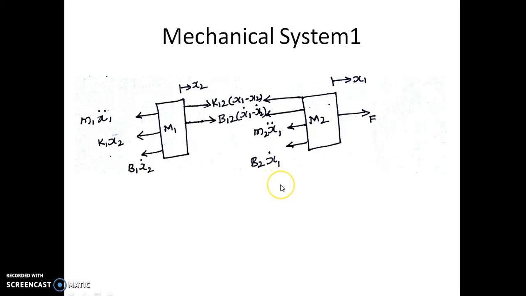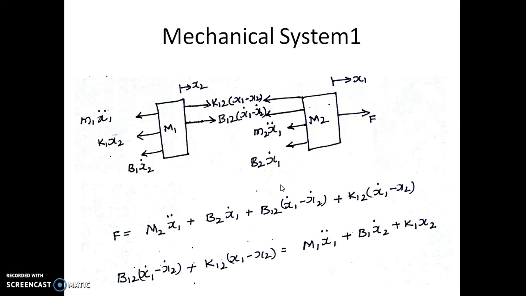So we end up writing the integro-differential equation where F, the applied force, is given by M2 into x1 double dot plus B2 into x1 dot plus the opposing force due to B12, which has a relative velocity, that is x1 dot minus x2 dot, and due to the spring constant it is K12 into x1. Sorry, this is actually x1 minus x2, there is no dot here, and these two forces, which are the opposing forces for M2, act as the acting force for M1.